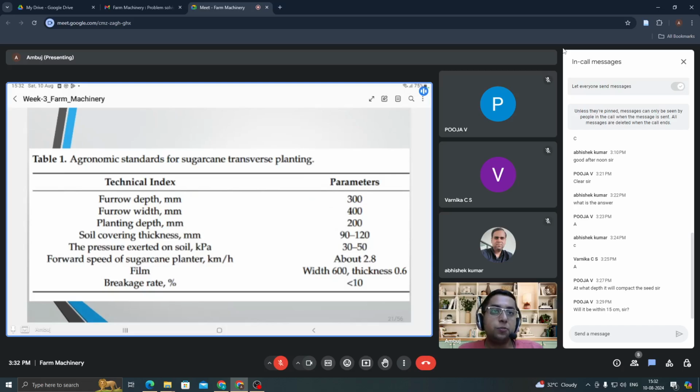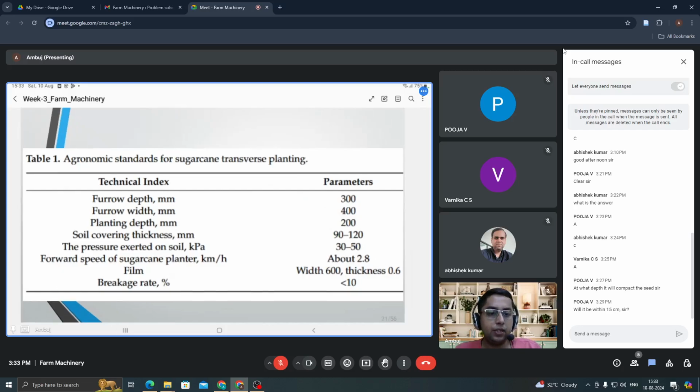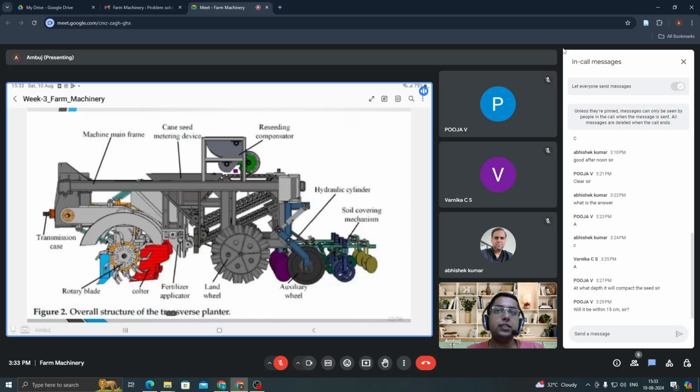Then forward speed is there, then film is there, then breakage rate is there. This is the agronomic standard for sugarcane planting. Then see here, this is the overall structure of a transverse sugarcane planter, shown in this particular figure. Nowadays the sugarcane planter is also tractor attached. But this particular used machine would be somewhat costly, ranging from 1 to 1.5 crore. It is a huge machine used for sugarcane planting.